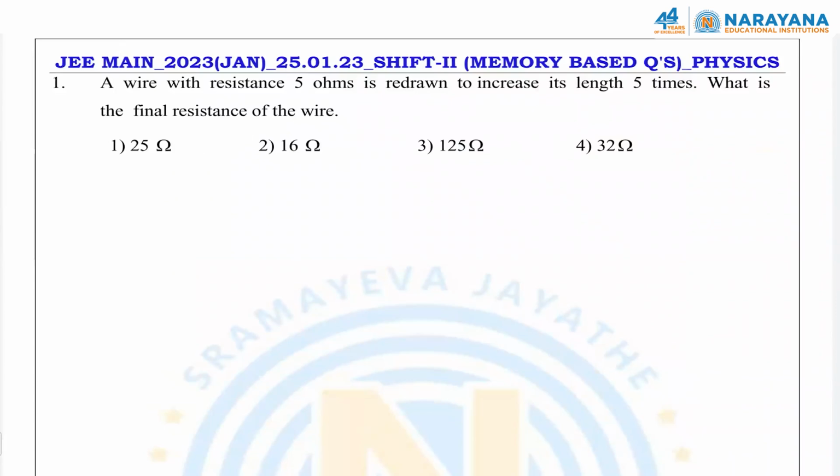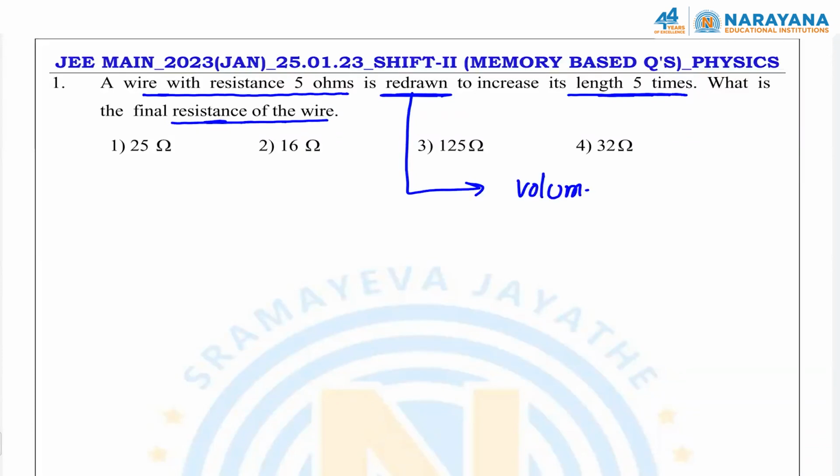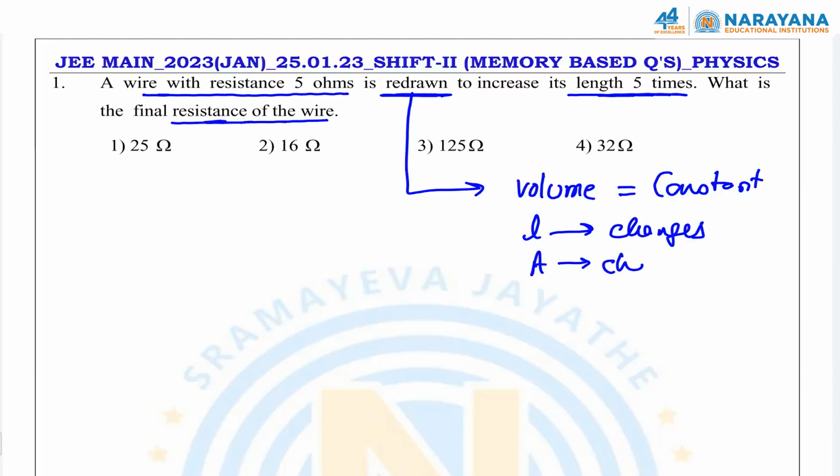All right, here is the first question. We have a wire with 5 ohm resistance. Now it is redrawn to increase its length 5 times, and we have to find the final resistance of the wire. Now you need to understand, when it is redrawn, the total volume remains constant. So in that case, when the length changes, area will also change. But the volume will remain same.